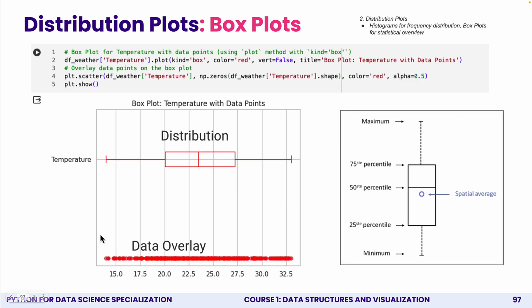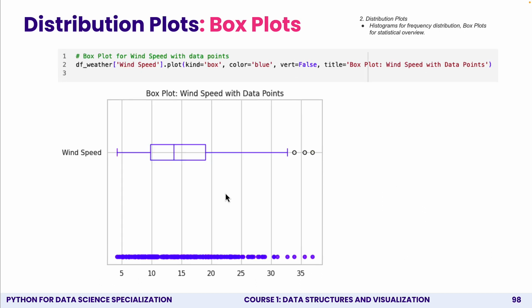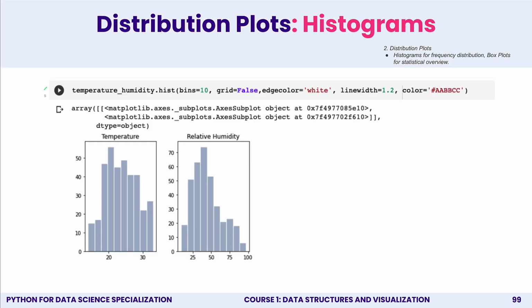Okay, so you can see this is the raw data and this is the distribution. So we can see that the concentration of data is in this part, and these are considered as outliers. So this is for the wind speed also. And these are other types of histograms for temperature and relative humidity.